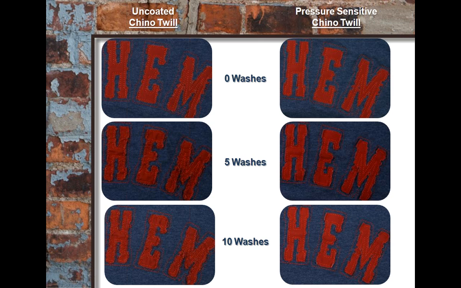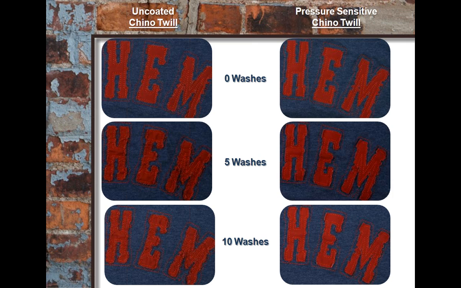The very top design on the left we have all the uncoated chino twill, and on the right we have pressure sensitive chino twill. And the very top is at 0 washes. So you can see that the effect is a little bit more even from the cut method. How it's cut, the little fibers can start to become loose around the actual design versus the pressure sensitive, because it has that sticky adhesive. It kind of binds it together a little bit better.